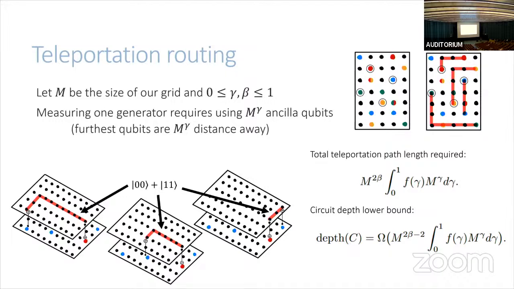And since we're assuming we have just a bilayer architecture, we only have a constant number of ancillas, and we have essentially m squared paths available, where m is the size of the grid. So if we calculate this, it essentially gives us a circuit depth lower bound on the number of steps it's going to take us to measure some set of generators in this scheme.